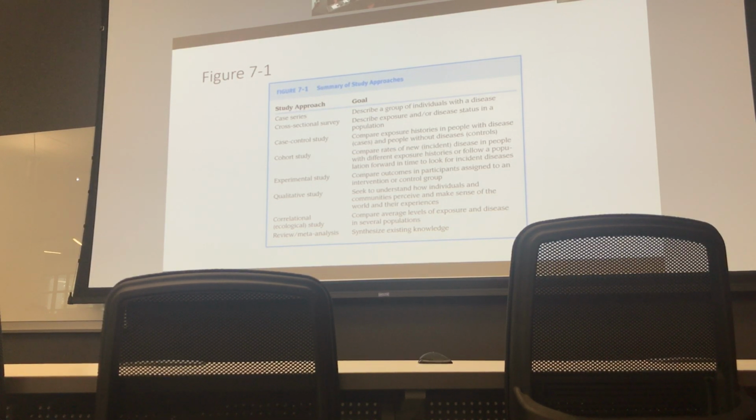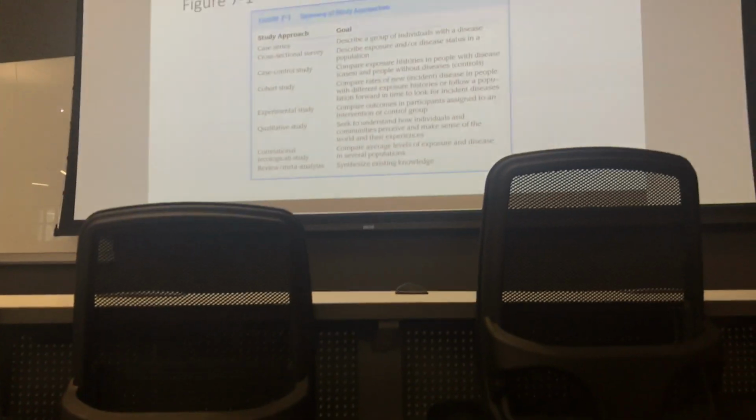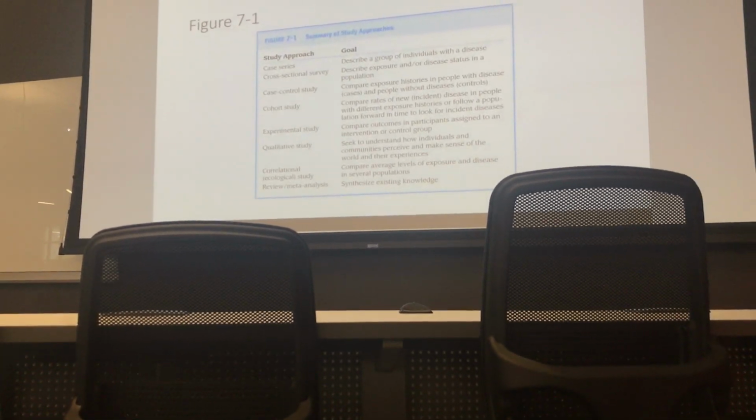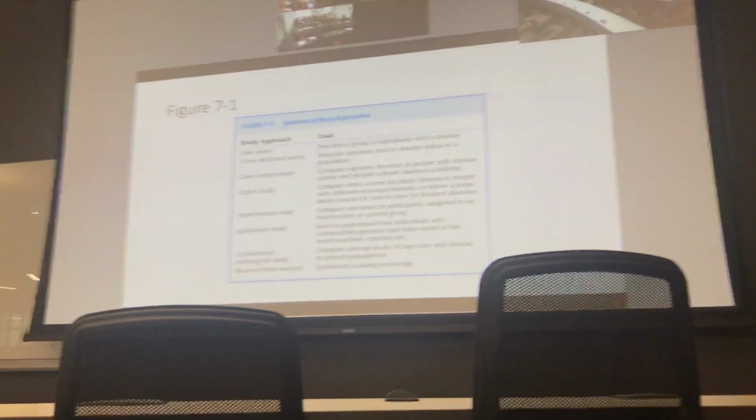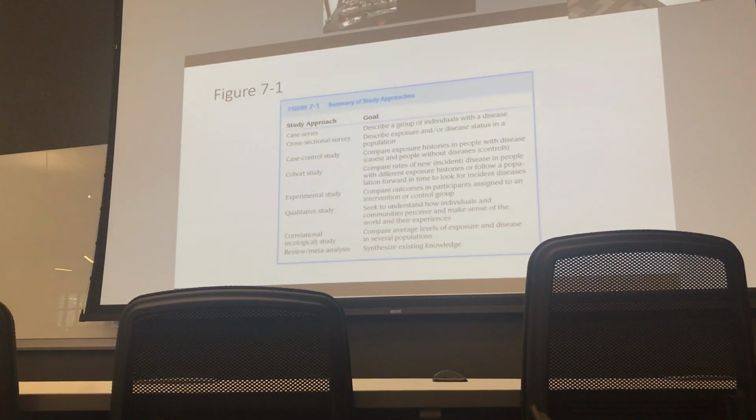Let me break it down. The exposure is, all right, you're stressed, it's flu season: did you get the vaccine or not? Then you looked at whether or not you got the flu. That's a classic cross-sectional survey. You survey pharmacy students across the country at the end of the spring semester: did you get the flu? It describes a disease in a population at a specific time.